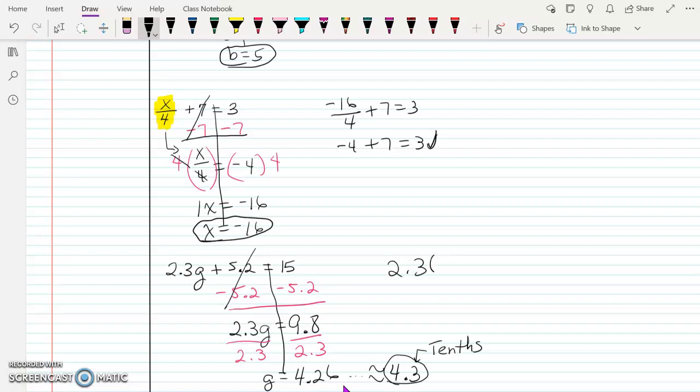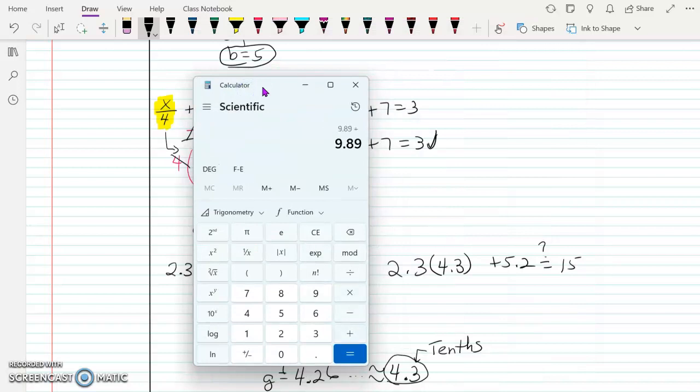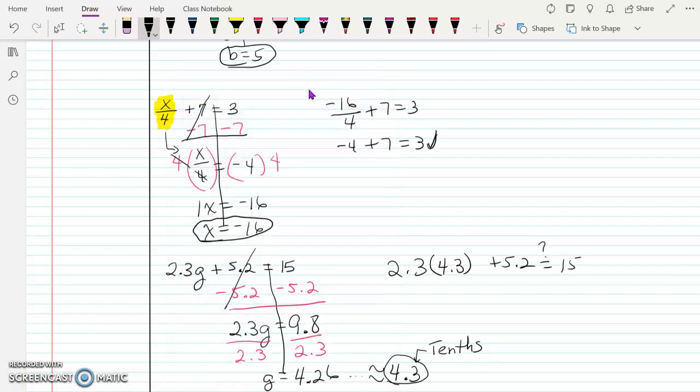So let's do that. 2.3 times 4.3 plus 5.2. Does that in fact equal 15? So let's see, 2.3 times 4.3 plus 5.2, and we got 15.09, so that was really close. So we're going to call that good, and our solution is 4.3 because we were asked to round to the 10th place.